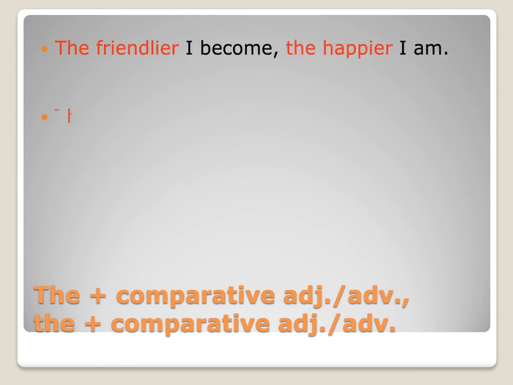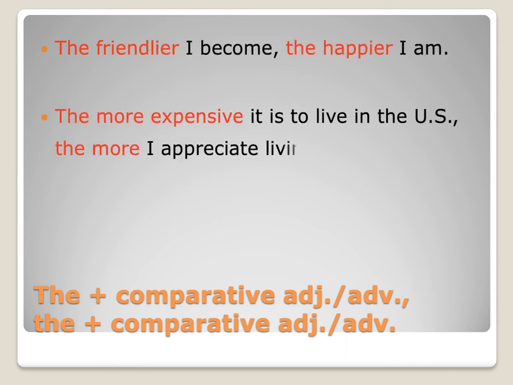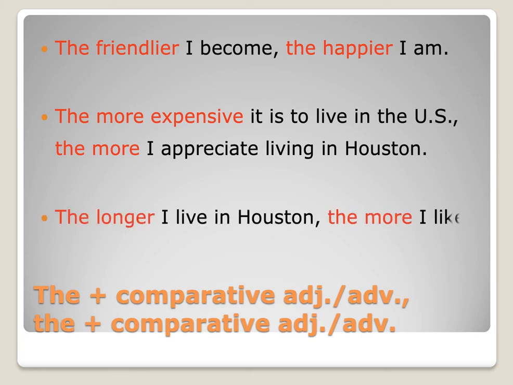Okay, now let's look at these. The friendlier I become, the happier I am. The more expensive it is to live in the US, the more I appreciate living in Houston. The longer I live in Houston, the more I like it. So these are also showing cause and effect. This is where we use the with the comparative form of an adjective or an adverb. So friendlier because it's a short adjective, more expensive because it's a long adjective. So we use the comparative in both parts of the sentence, and we have a subject and a verb in both parts of the sentence.